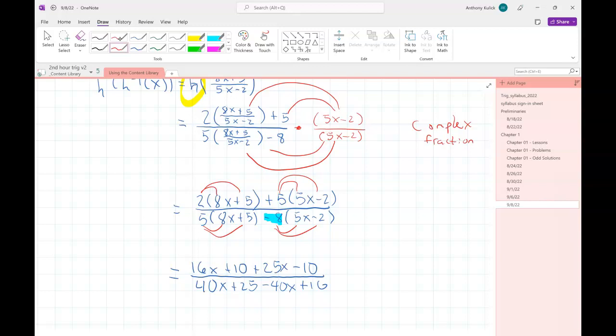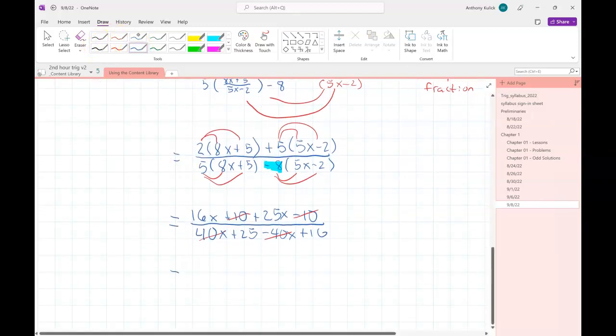So what next? Combine. Yeah, combine like terms. So the plus 10 and negative 10 go away. The plus 40 and negative 40 go away. And I'm left with 41x over 41, which just reduces to x.